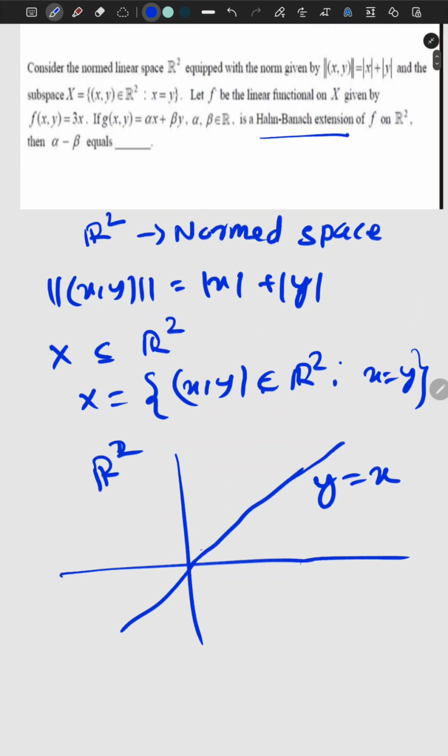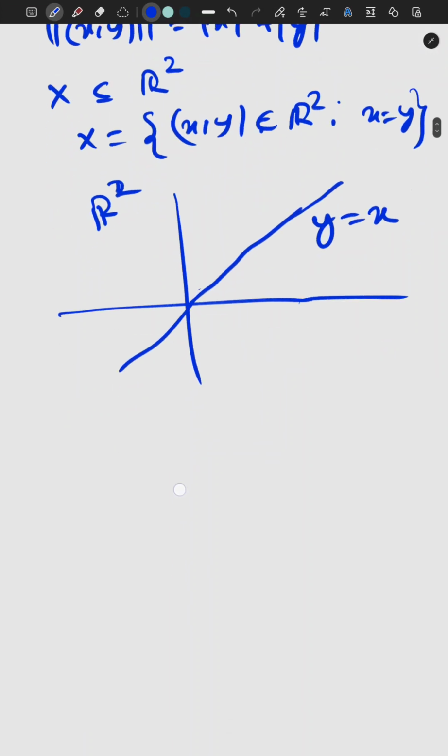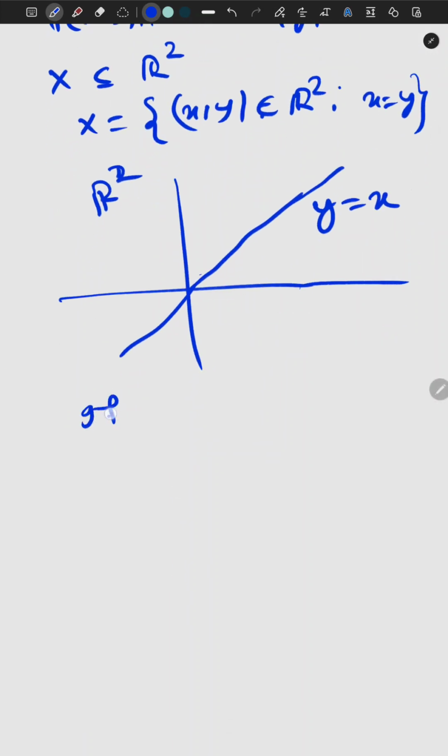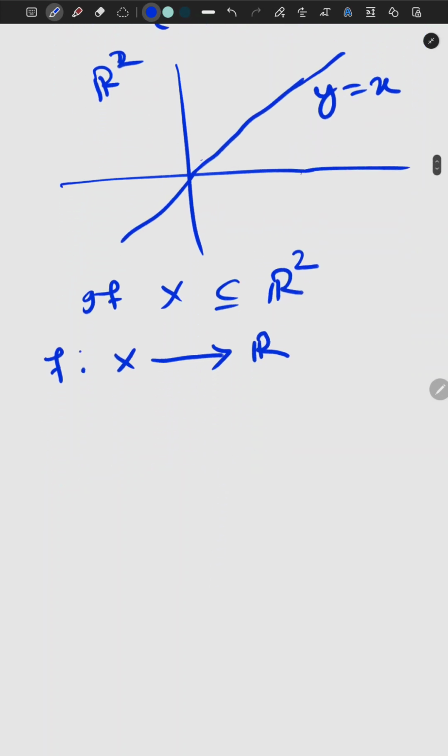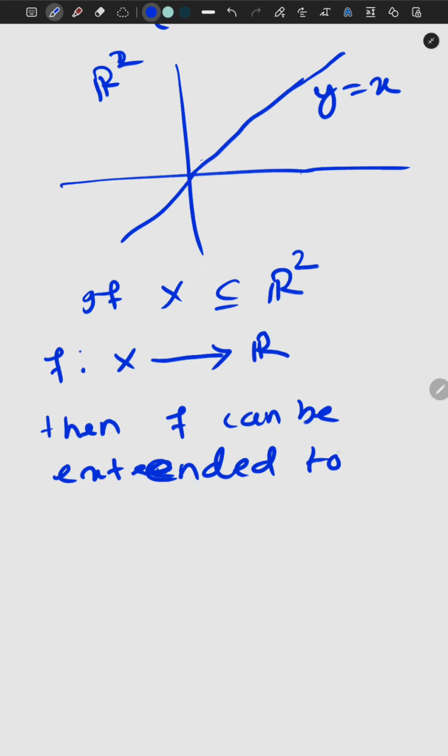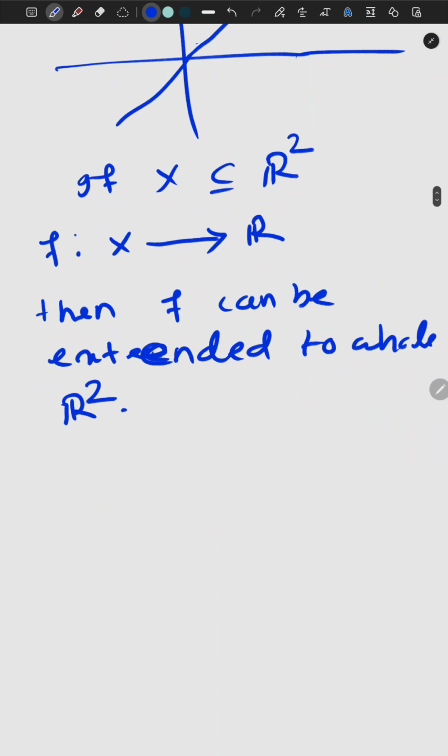And what does the Hahn-Banach theorem say? It says that if X is a subspace of R square and if f is a linear functional which maps from X to the scalar field, which in our case is R, then f can be extended to the whole R square.